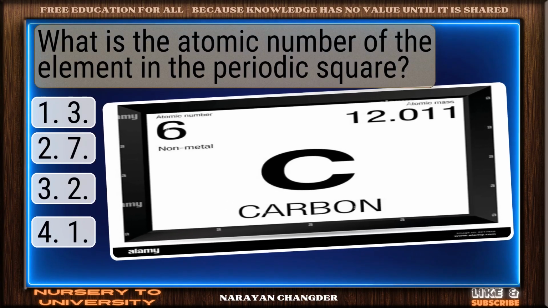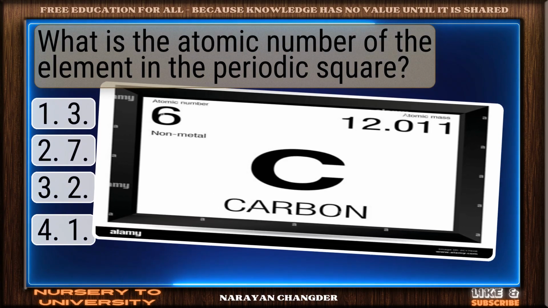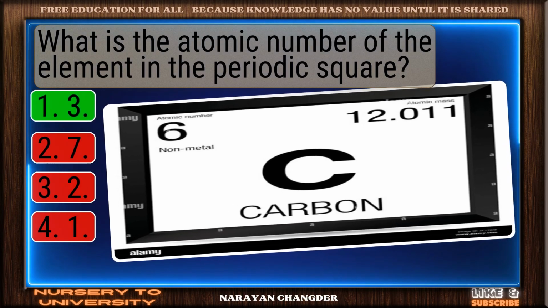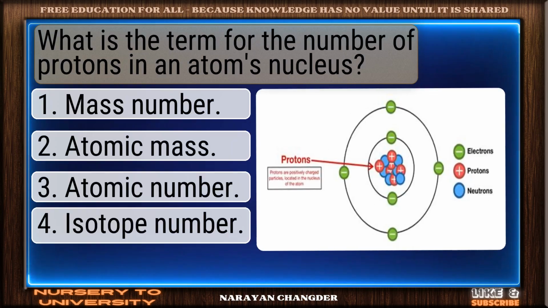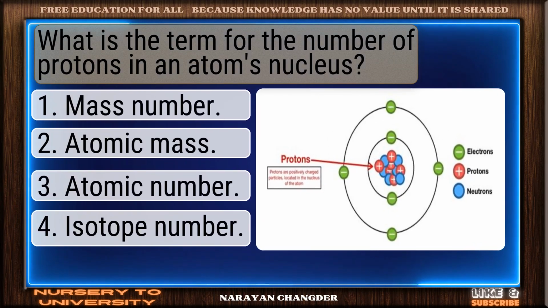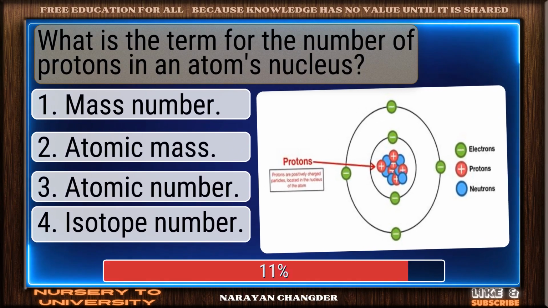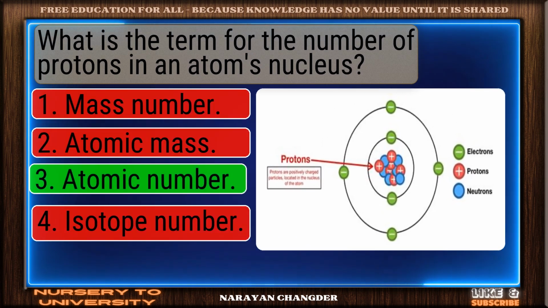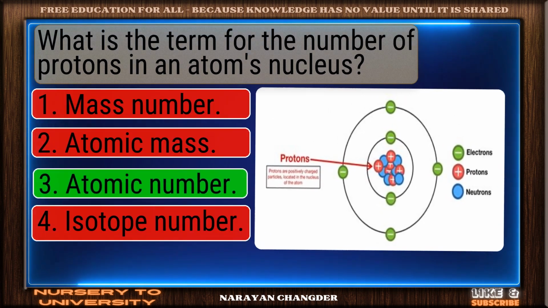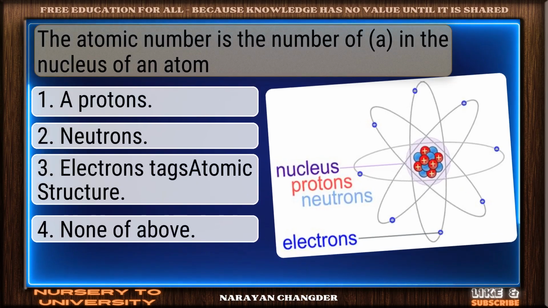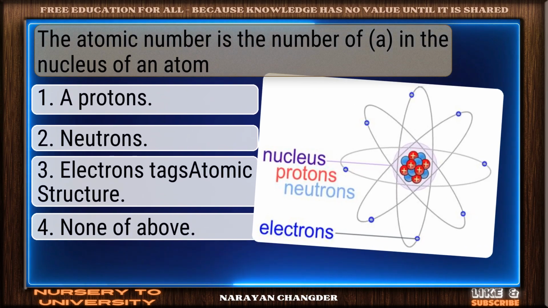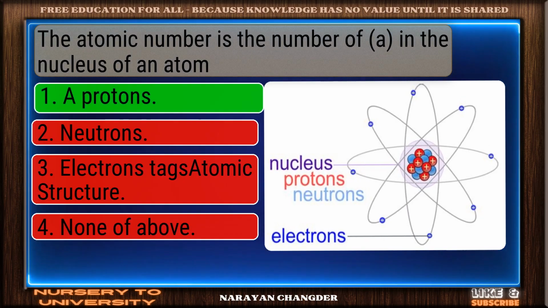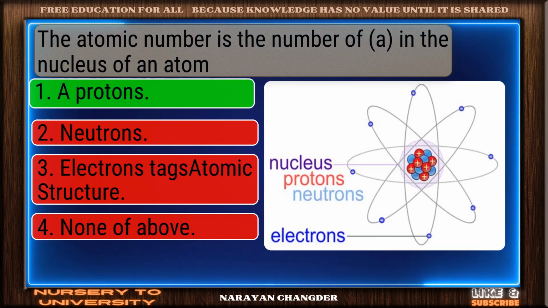What is the atomic number of the element in the periodic square? Sharp thinking. 3 is the right choice. What is the term for the number of protons in an atom's nucleus? You're right. Atomic number is the correct answer. The atomic number is the number of dash in the nucleus of an atom. Good job. Protons works well here.